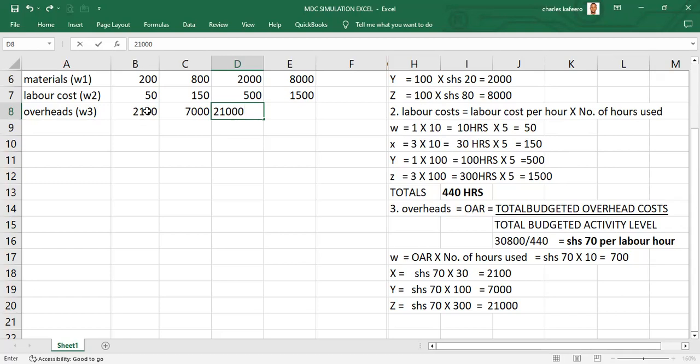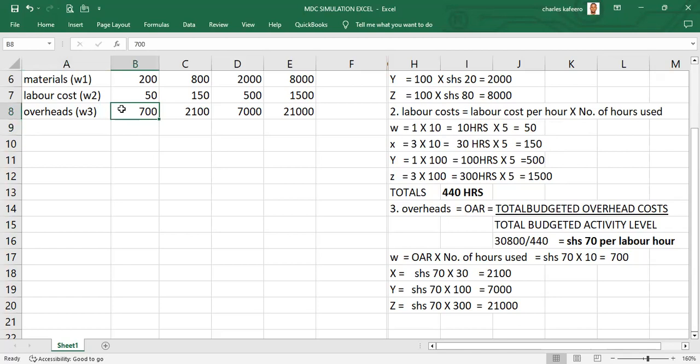Sorry, this one was 700. This one was 2,100, and this one was 7,000, and the last one is 21,000. So that's what we were required to do.